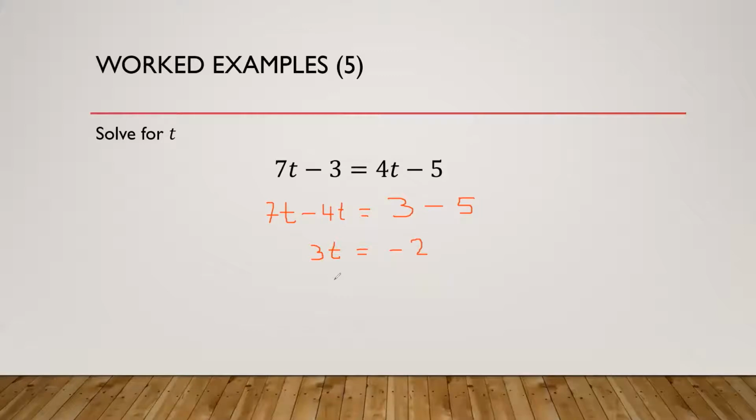And t, of course, in order to isolate t, we divide both sides by 3. T is equal to minus 2/3. That is the solution to that equation.